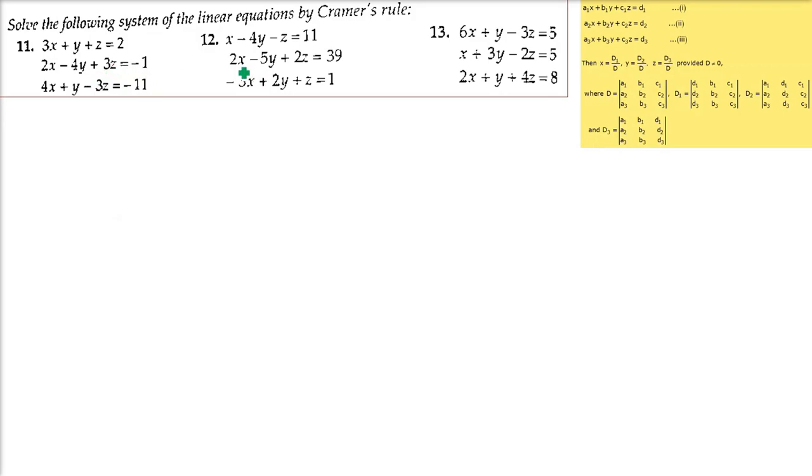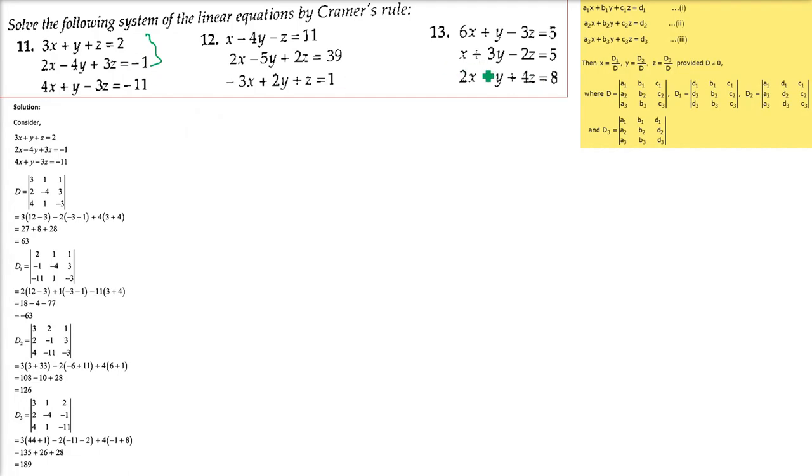Now, using Cramer's rule, how to solve a linear equation with 3 variables. So we have a question with 3 variables here. The 2 variable, 3 variable, 4 variable, all will be like that, right? I presume that you know how to do the determinant of 3 by 3.